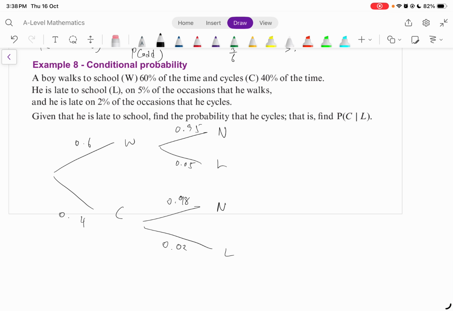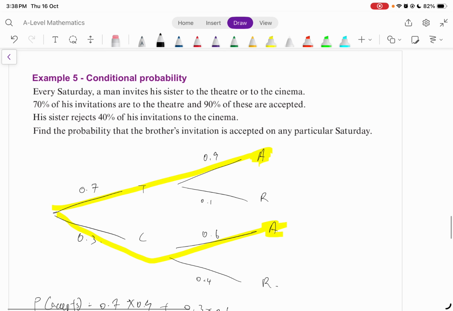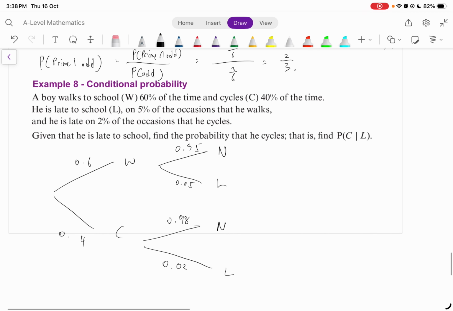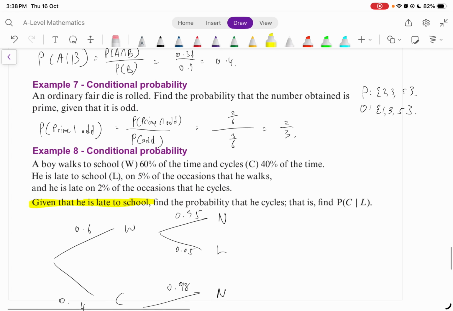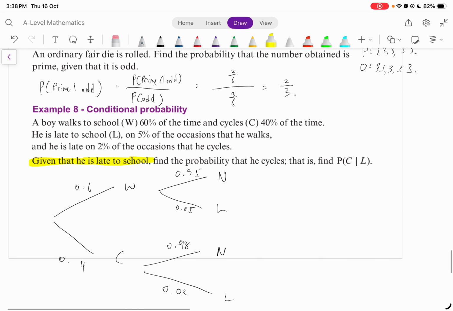Okay, so this one is not like the previous question. The difference is that it says given that he's late to school, see? The previous one didn't say it, but this one does. So some students always get tricked by my advice before. Okay, even I got tricked just now. So that means our probability of C given L is equal to C intersect L divided by probability of L.